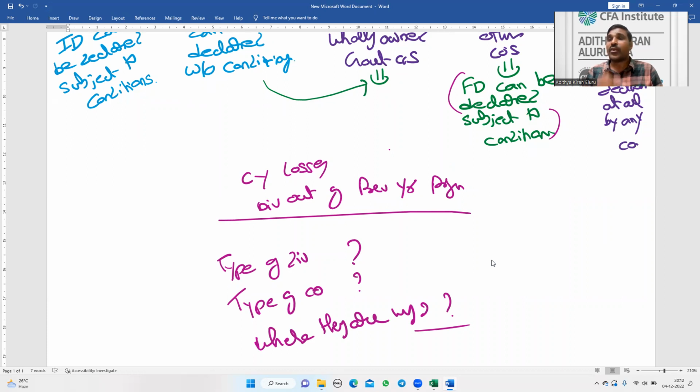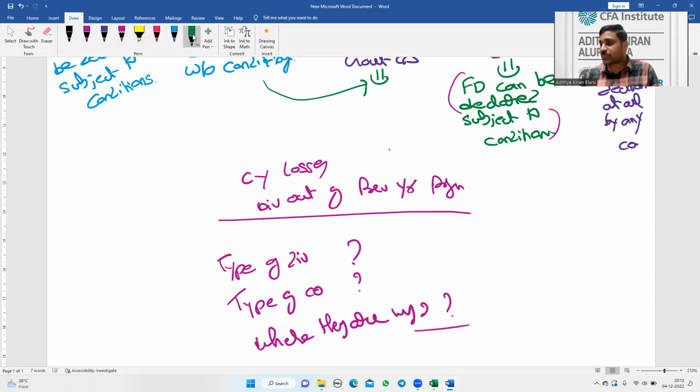When the question says the current year company has incurred losses and the company wants to declare dividend out of previous year profits, we should ask three questions. Which type of dividend is the company proposing? Is it interim dividend or final dividend? Which type of company? Is it a wholly owned government company or a normal company? And where are those previous year profits lying: in the profit and loss account, transferred to free reserves, or transferred to other reserves?